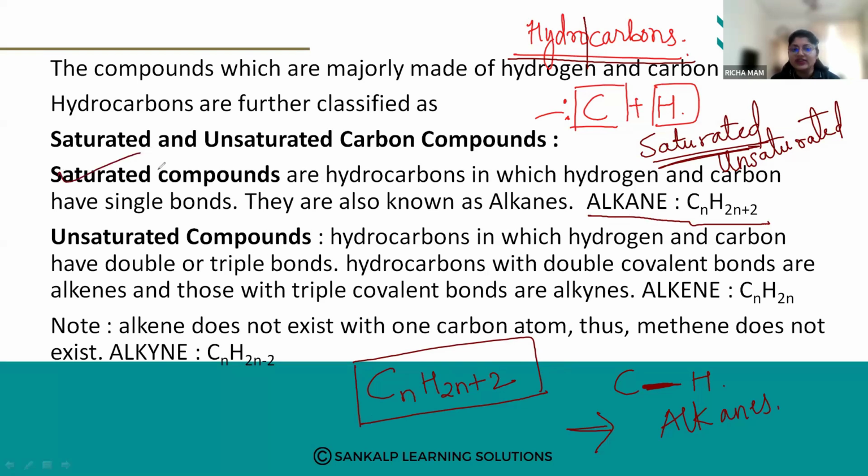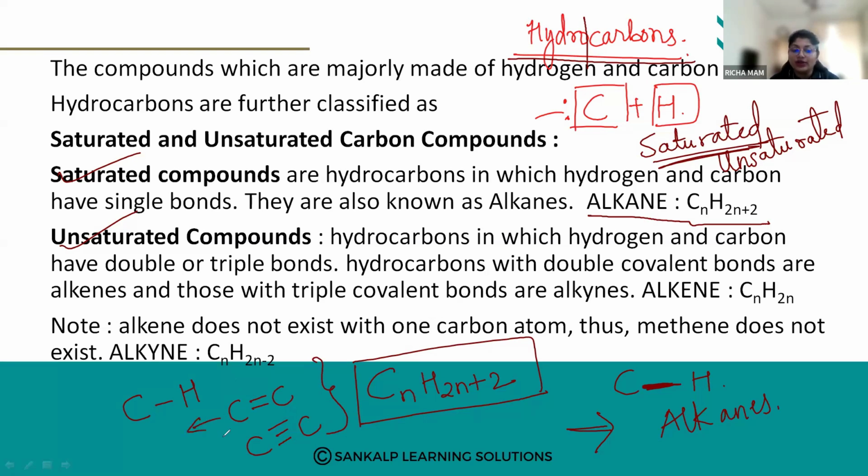So this is the first classification of your hydrocarbon. Second is unsaturated compound. What do you mean by unsaturated? Unsaturated means the hydrocarbons in which carbon-carbon bonds, either a double bond or a triple bond is present, then they are called unsaturated.